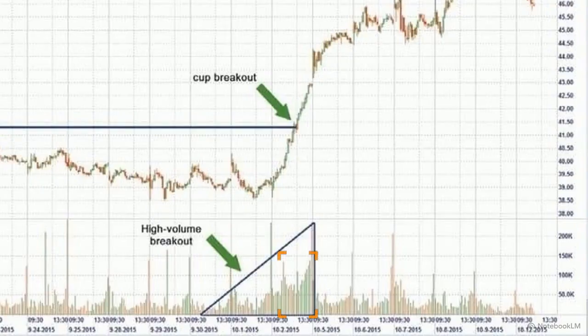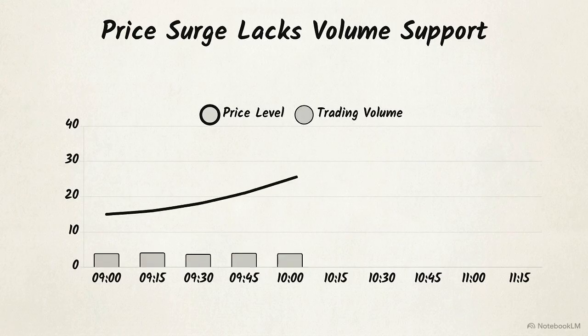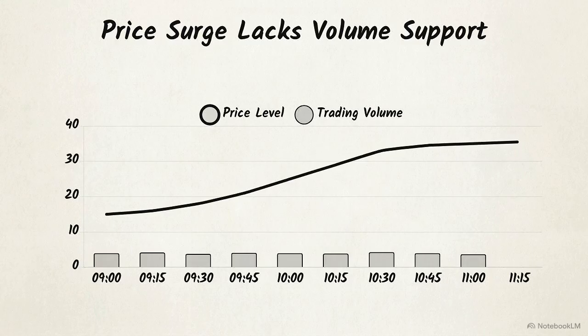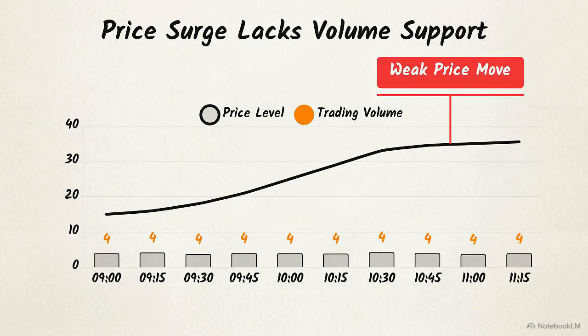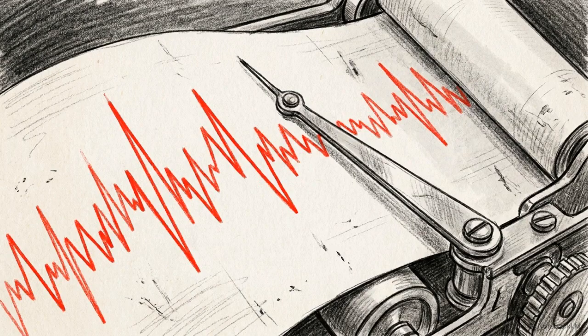Notice how the large cluster of green volume spikes at the bottom aligns perfectly with the cup breakout on the main price graph. Conversely, if the price moves up but the volume bars stay flat and low, only a few traders are active. That move lacks support. Volume acts as the market's lie detector. If the crowd isn't backing the move, the breakout is likely a trap.